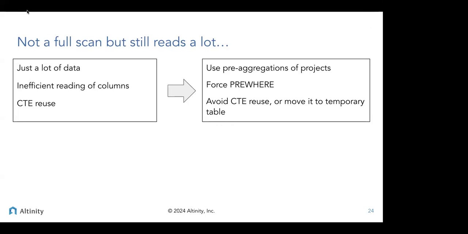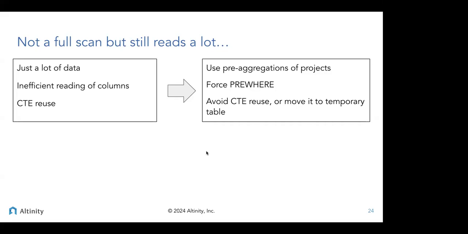Sometimes the reading of columns is not efficient. Because ClickHouse is a columnar database, it can use different strategies of executing the same query. It can first run the condition on one column, and after that read the rest of the columns, or it can read all the columns together and apply the conditions on the fly.